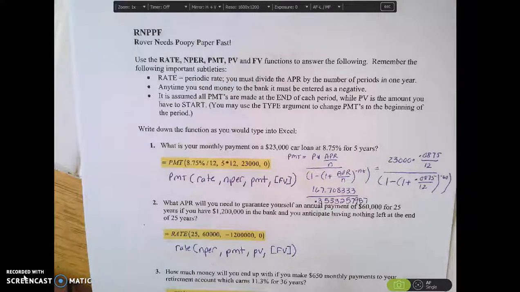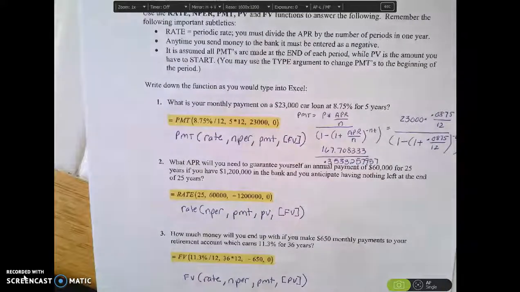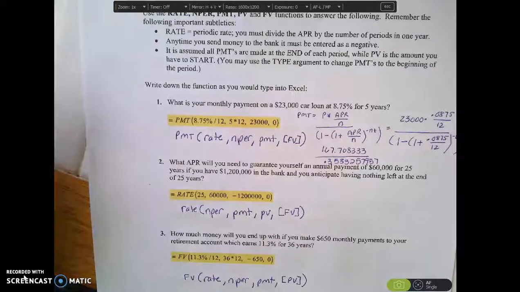One of them will calculate rate. One of them will calculate the number of periods required to pay off a loan or to obtain some sort of goal. PMT, payment, will calculate the amount of a monthly payment. PV is your previous value, and FV is your future value, which means how much you intend to make in the future. I'm going to show you the formulas, the way they would appear in Excel, and then we're going to go to Excel and look at that also.